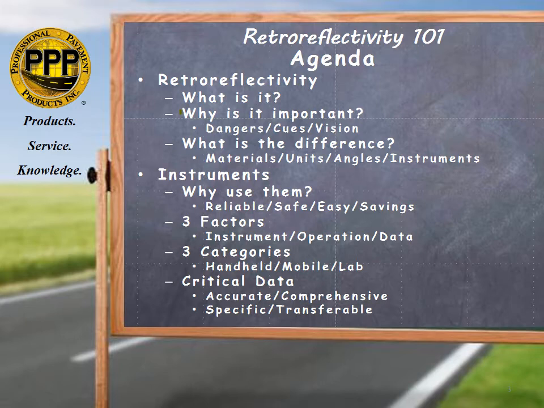Today's topics are retroreflectivity and the instruments that are used to measure it. Under retroreflectivity, we'll talk about what is it, why is it important, and what are the differences. For instruments, we'll discuss why use them. What are three factors that should be considered? What three categories do the instruments fall under? And lastly, what critical data is necessary?